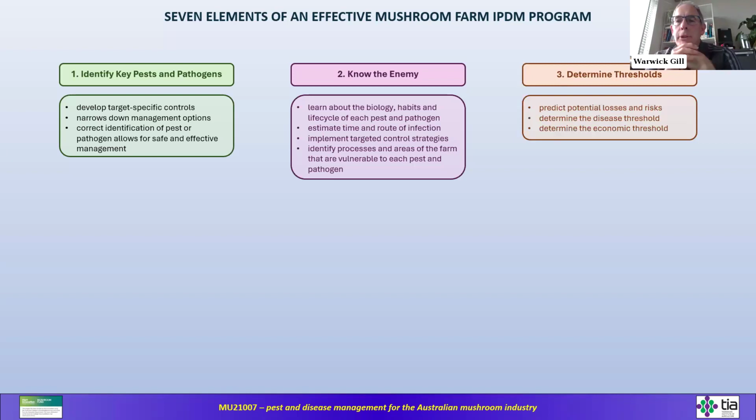Determine the thresholds, which simply means: at what stage do we consider this pest or disease economically damaging? When do we start throwing money at this problem? Can we withstand some loss of product before we spend a lot of money on managing this thing? Also, we need to determine the disease threshold. How much of the pest or pathogen can be present before we start seeing a loss of crop, a loss of quality, a loss of income? And that's also connected to the economic threshold. At what stage do we start spending money?